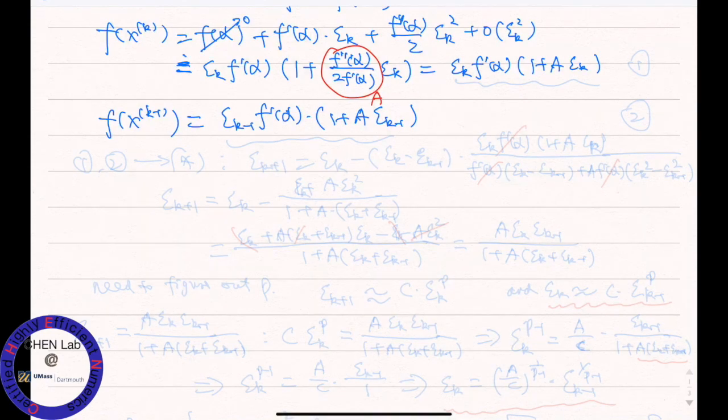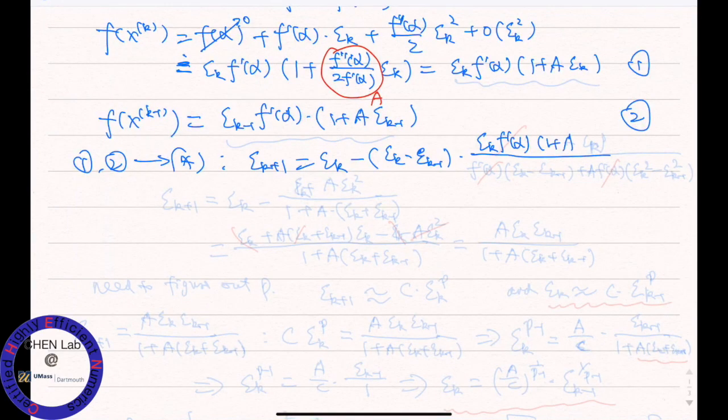If you put these two equations, number 1 and number 2, into the star, we get epsilon_{k+1} is equal to epsilon_k minus epsilon_k minus epsilon_{k-1} on top, times f(x_k) divided by f(x_k) minus f(x_{k-1}), which we now know is epsilon_k f prime alpha times 1 plus a epsilon_k, divided by the difference of the two, the difference between 1 and 2.